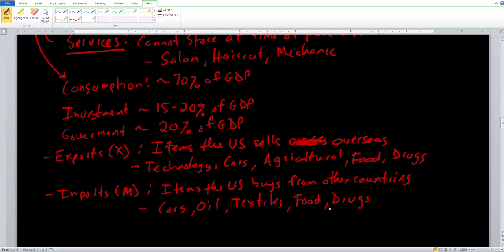And of course, X minus M typically is a negative percentage in the United States because we do tend to import more than we do export. This is roughly about negative 3 to 5% on any given year.